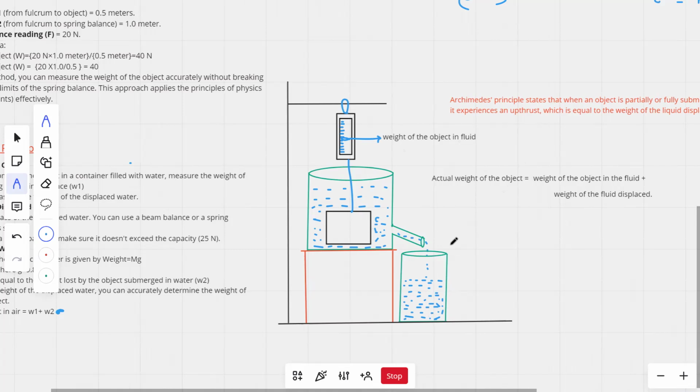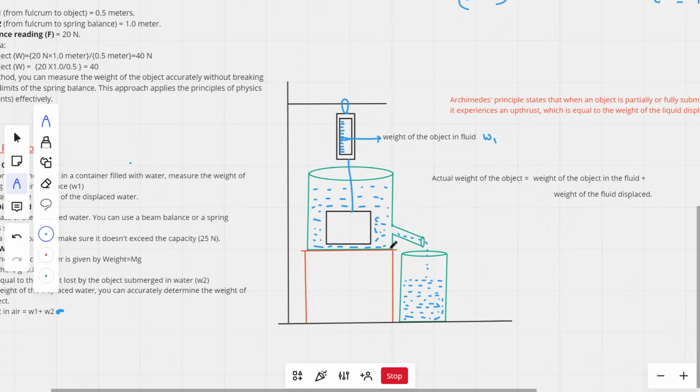Remember, according to Archimedes' principle, when an object is partially or fully submerged in a liquid, it experiences an upthrust which is equal to the weight of the liquid displaced by the submerged object. So here, this is the experimental setup. You are seeing, no? After making the experimental setup, I am measuring the apparent weight of the object. That may be W1 or W2, whatever it may be. Suppose let it be W1.